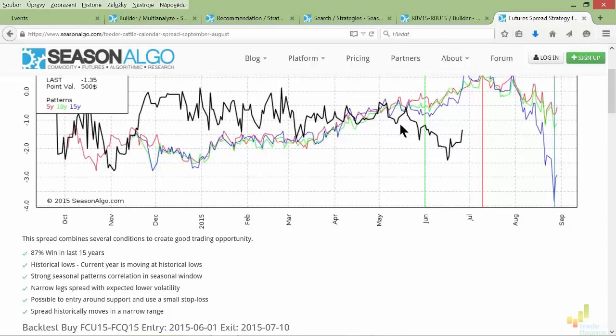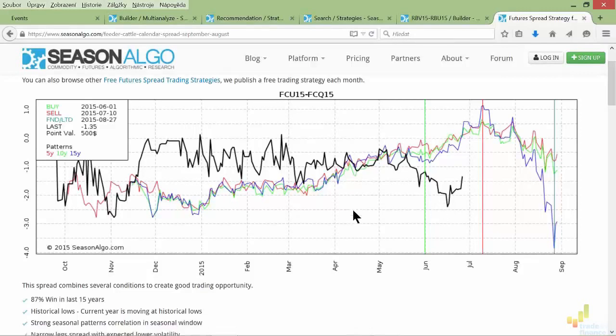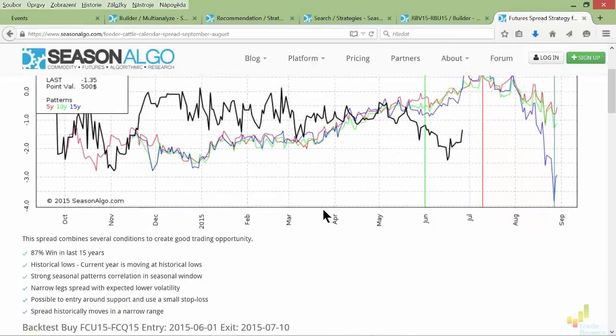So it's very important to make a detailed analysis of all of these recommended strategies, because as I mentioned, they are usually prepared about 2 months before the beginning of the trading window. And in our courses of spread trading, which were in mid June, we made the analysis of this kind of spread, and we came to the conclusion that it wouldn't be very wise to enter this spread. And you can see that this is also what happened, because the market was going down. Now it's going up. But if we entered the trading position somewhere here, we would end up in a loss. So here, once more, it's very important to make a detailed analysis of spreads which are recommended by SeasonAlgo.